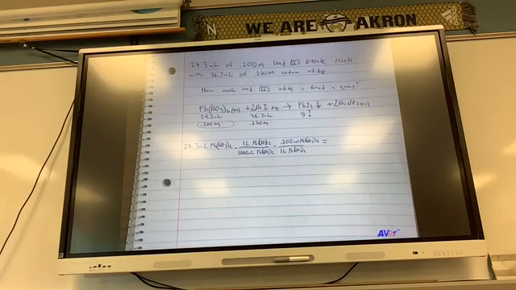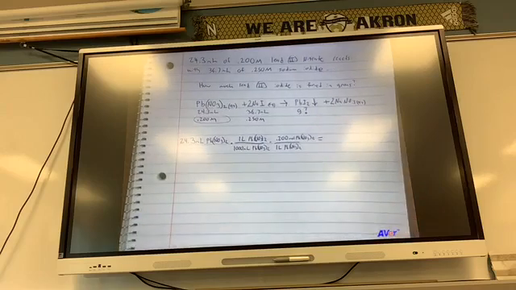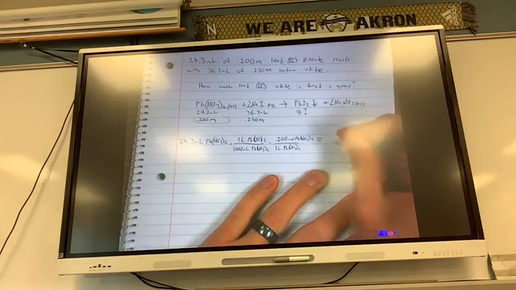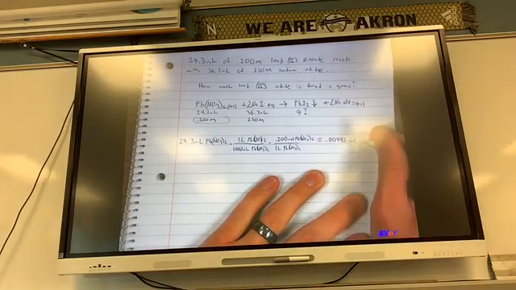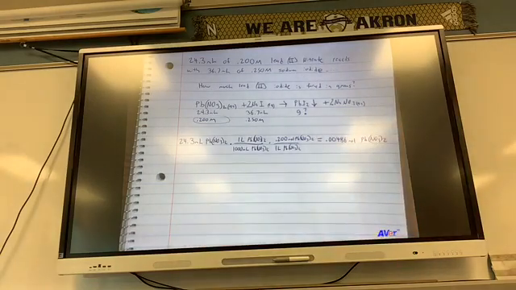4.86 times 10 to the negative... That's not going to be super helpful for figuring out. Actually, it's 0.00486. Yeah, you're going to want a decimal answer. 0.00486 moles of Pb(NO3)2. Okay, so that's my first one.